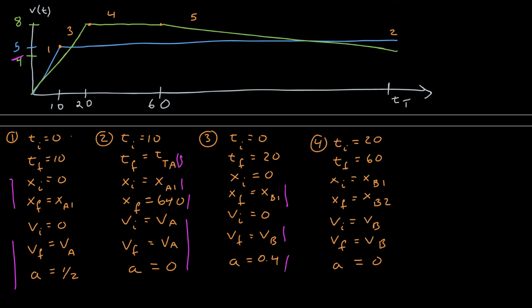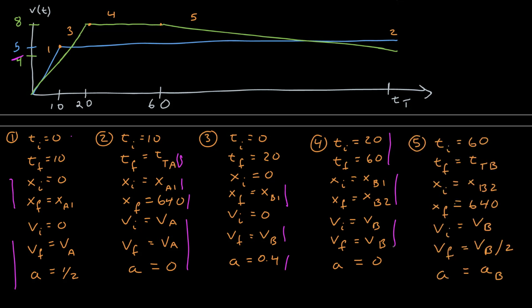The second stage goes between these two times. I don't know its location, but its velocity is the same as before. And then the final stage goes between 60 and the final time when it crosses the finish line. I don't know where it starts. Where it starts is where it ended before, and it ends at the end of the race.